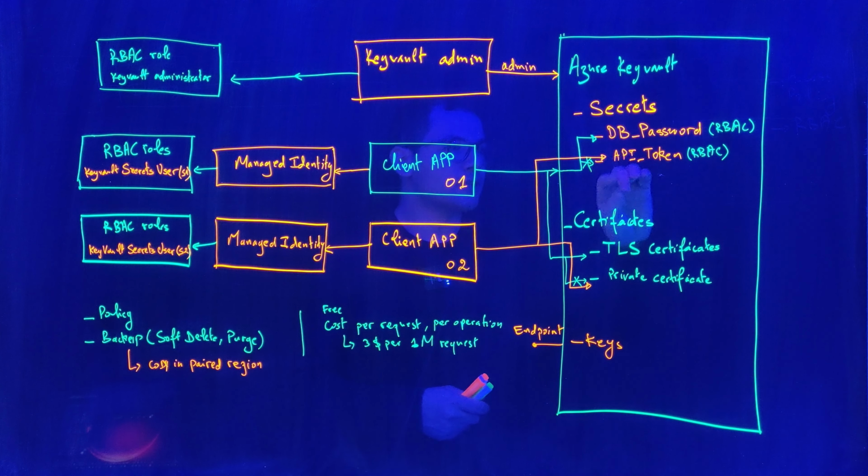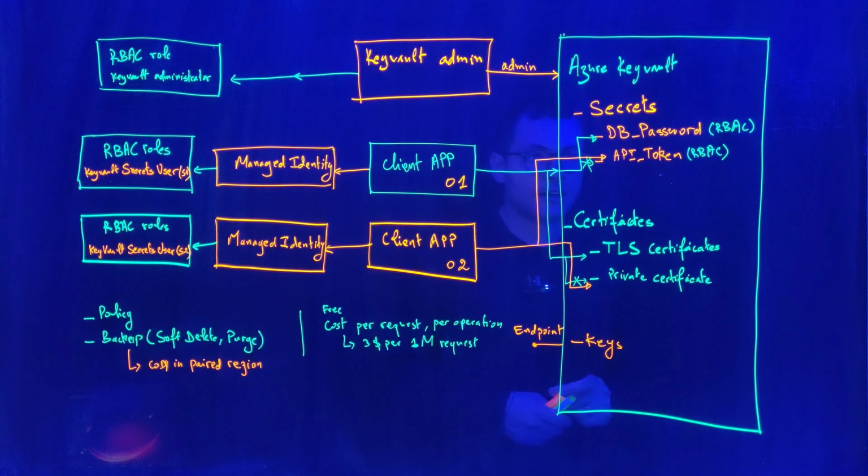For the secret, for example, I can define database password with a value and then define a start and end date for that password, and then define another password that will be valid for the next 3 months, and so on. And we can go up to 500 versions per object.